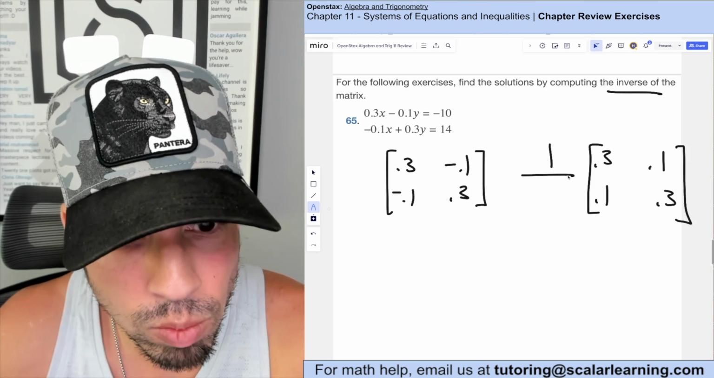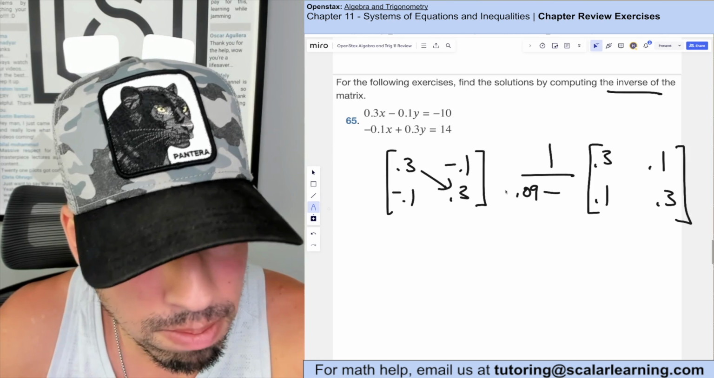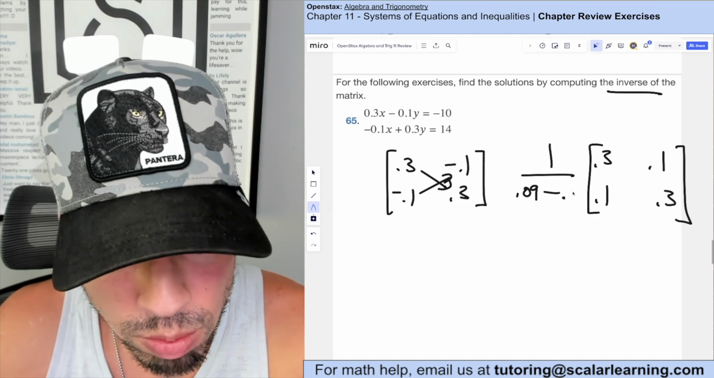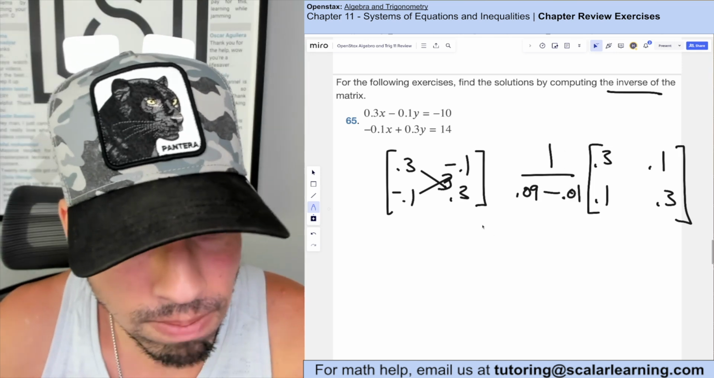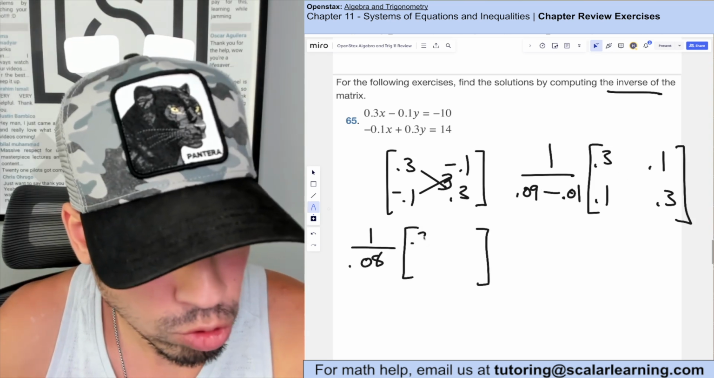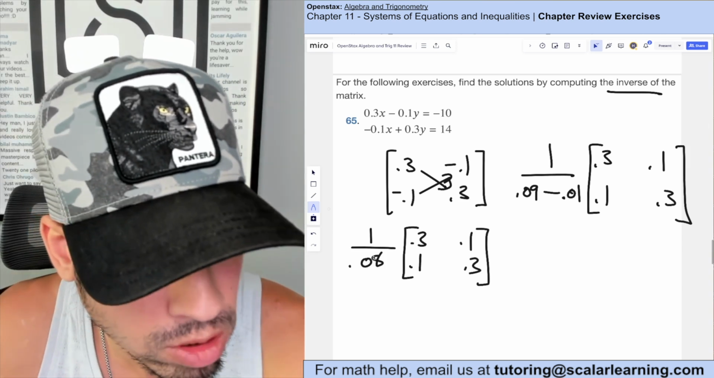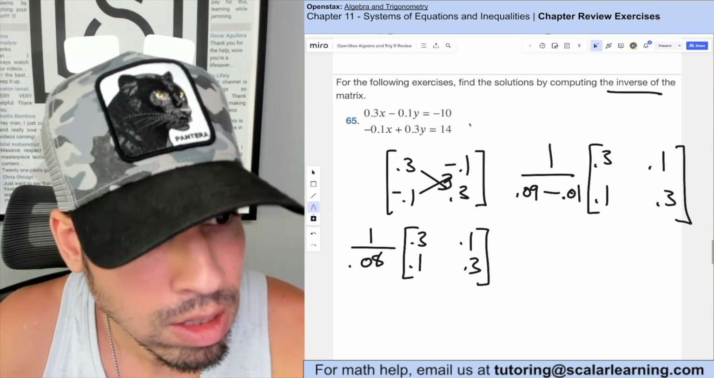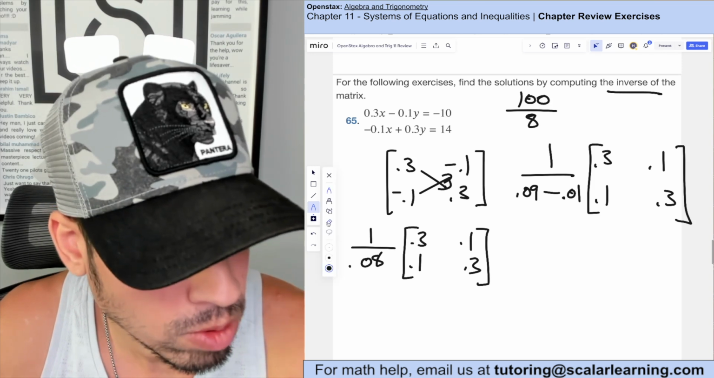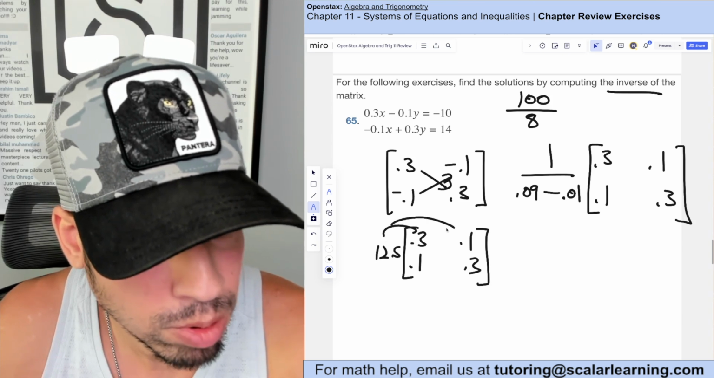And then I multiply it by 1 over a times d, which is going to be 0.09, minus b times c, which is negative 0.1 times negative 0.1, which is 0.01. Okay, and this is going to be 1 over 0.08 times this entire matrix, which is 0.3, 0.1, 0.1, 0.3. Okay, so this will give us our inverse. Now, 1 over 0.08, that's the same as 100 divided by 8, which is actually 12.5. So I'm going to replace this with 12.5.